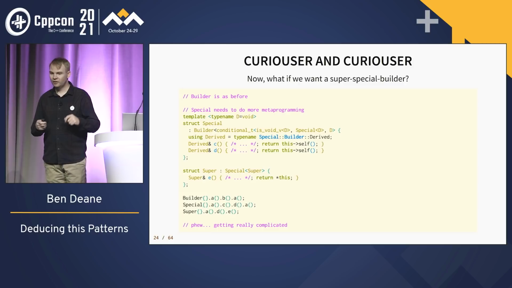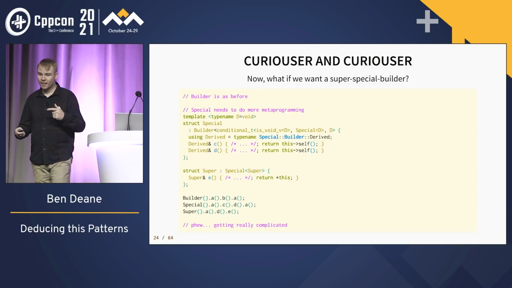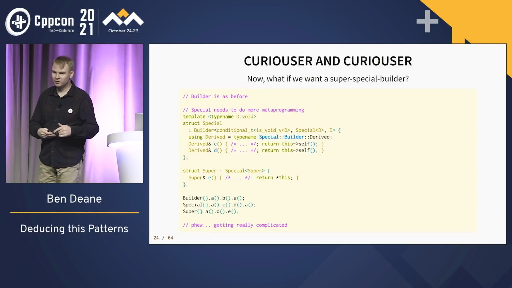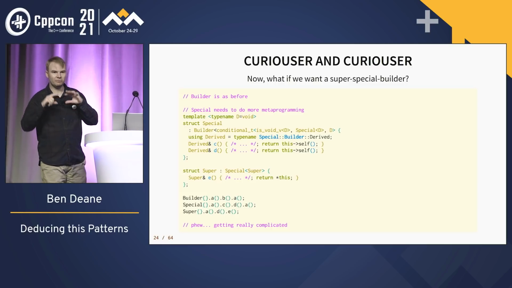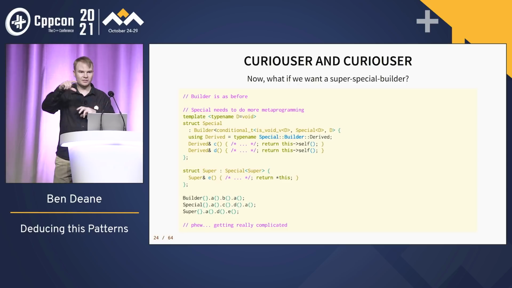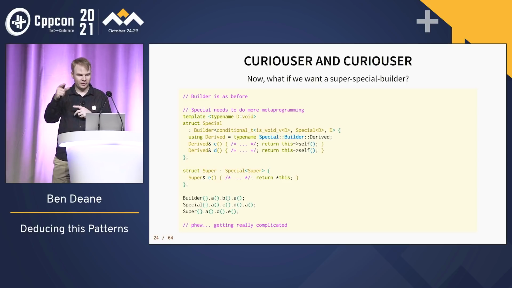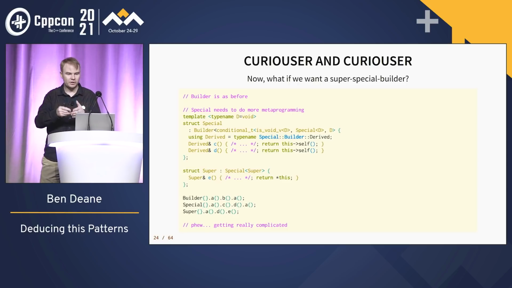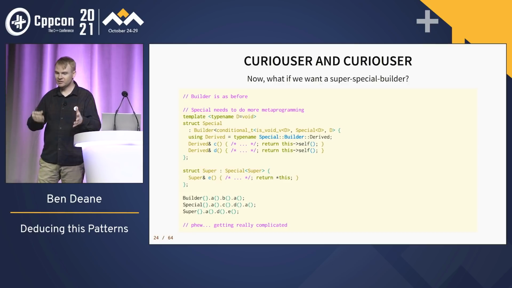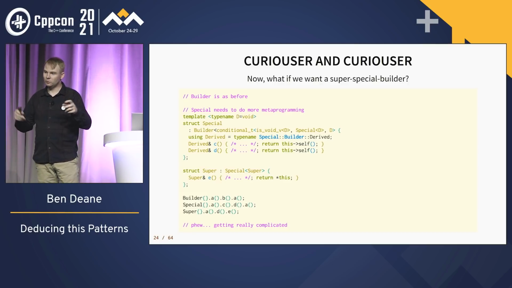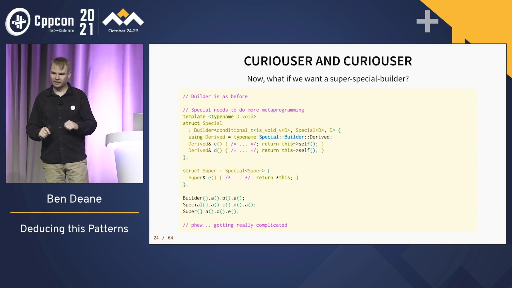If we want to go further and create a super special builder, then there's even more metaprogramming. You need to very carefully reason about which of these classes to return so that you can chain together these methods. So we can chain A, B, C, D, and E, and they all return the most derived type so that we can chain them all together.